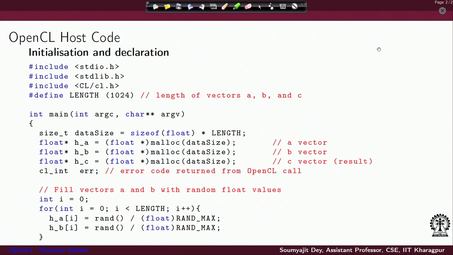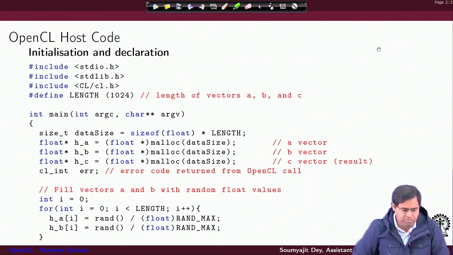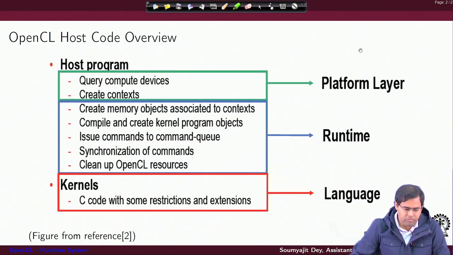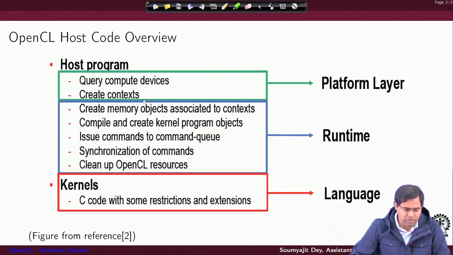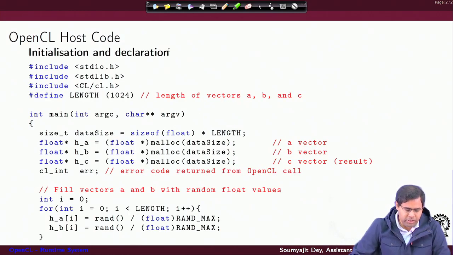So with this, we will first take an example of a host code. So this was our example of a kernel code, and now we will take an example of a host code. Essentially it's just like a normal C program. As you can see, you include stdio.h, stdlib.h, and then you have OpenCL specific declarations in cl.h.